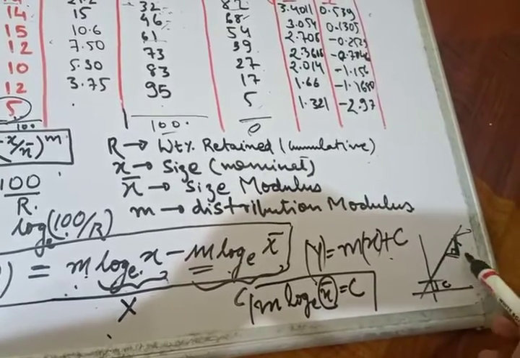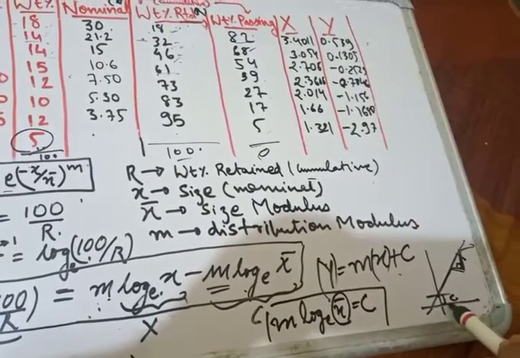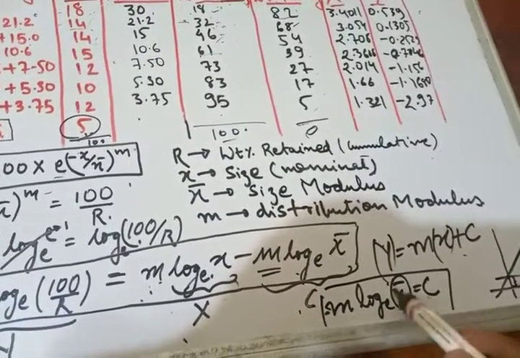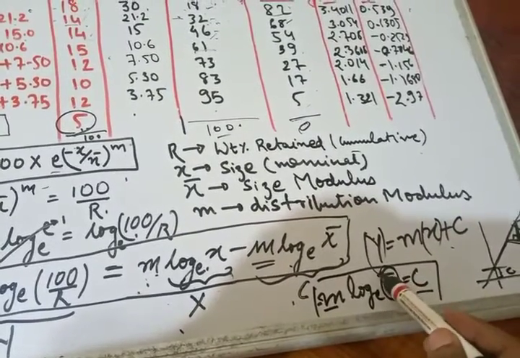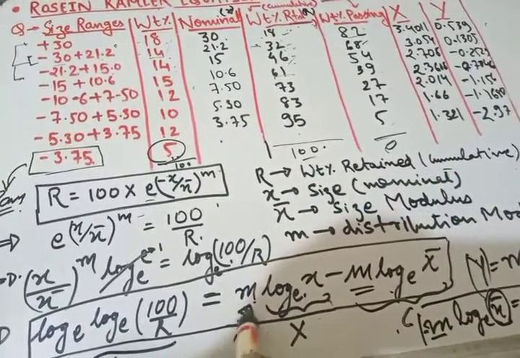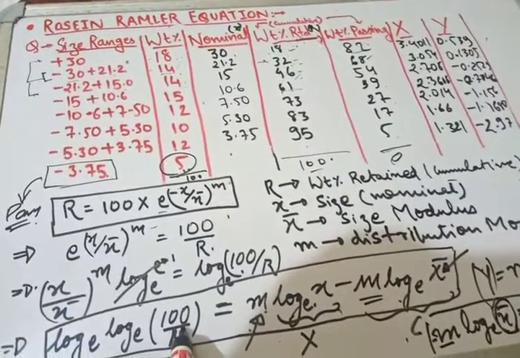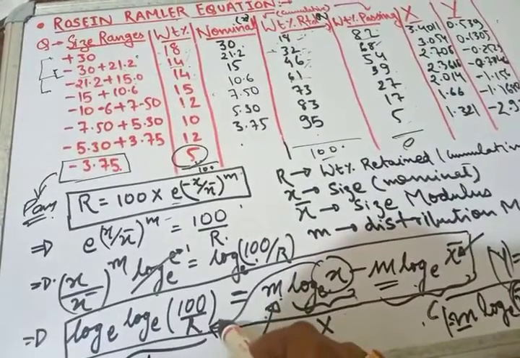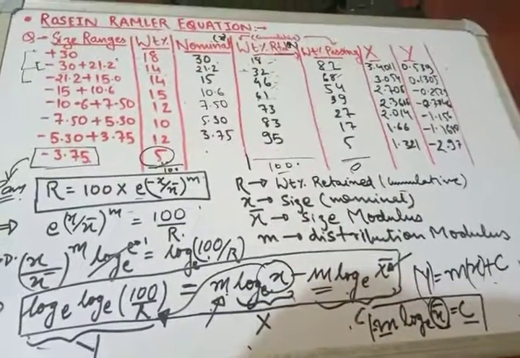The slope will be the m value, then it will cut the Y axis somewhere, and that will be the c value, and we know that c is equal to minus m log x-bar. So we put the c value here and the m value here, and we get the x-bar value. At last we get the complete equation. We put the m value and x-bar value here, and whenever we put some value of x in the size range, we get the respective value of R, which is the amount of particles retained at that particular x size. So this way we will now plot the graph.